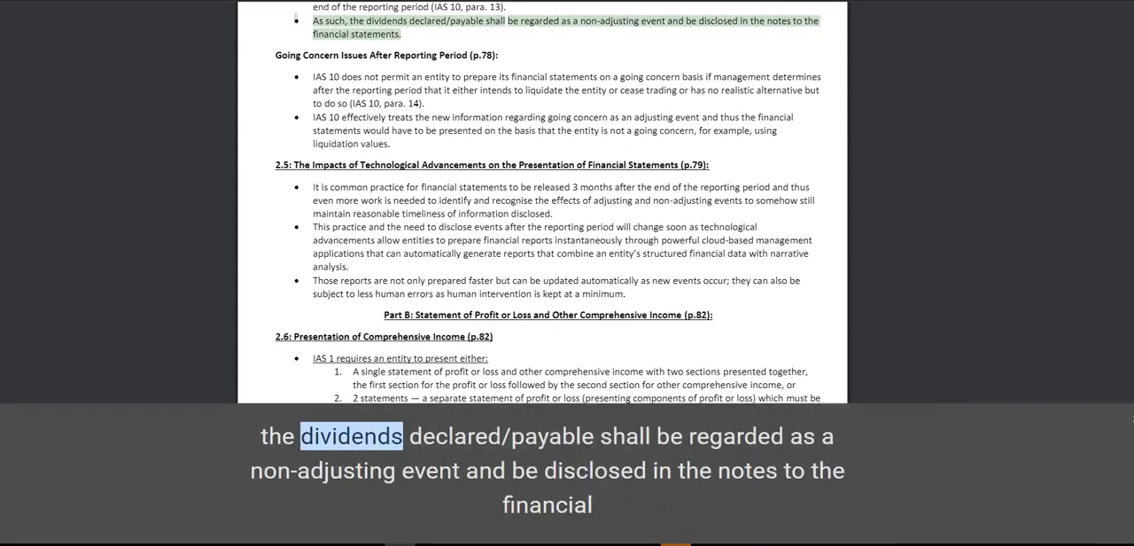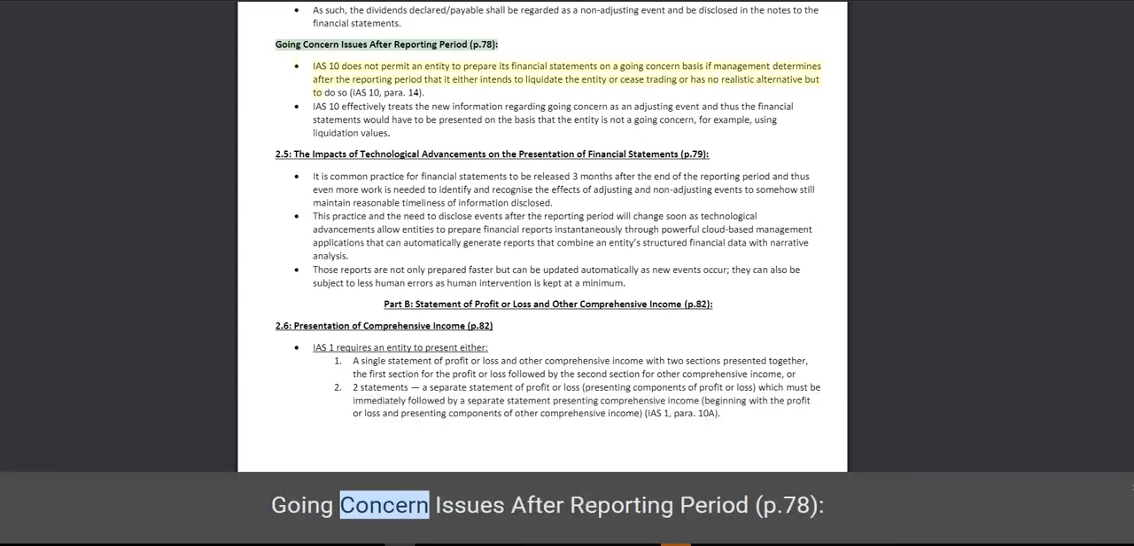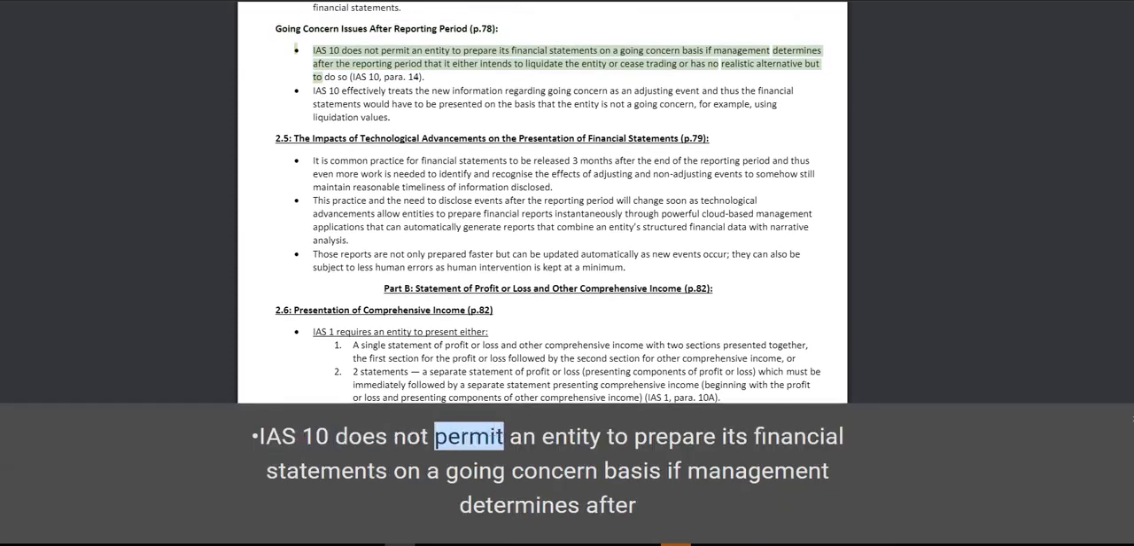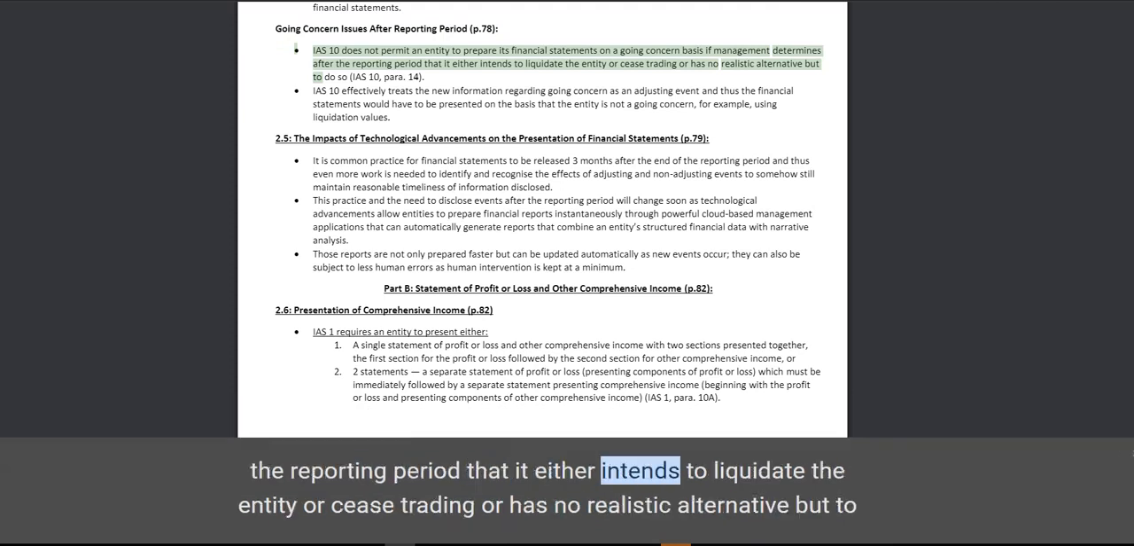As such, the dividends declared payable shall be regarded as a non-adjusting event and be disclosed in the notes to the financial statements. Going concern issues after reporting period. P.78. IAS 10 does not permit an entity to prepare its financial statements on a going concern basis if management determines after the reporting period that it either intends to liquidate the entity or cease trading or has no realistic alternative but to do so.